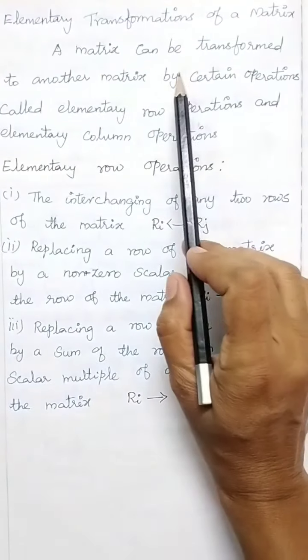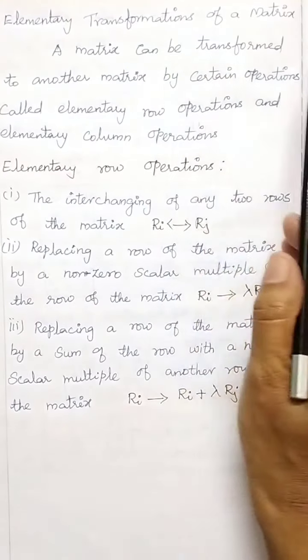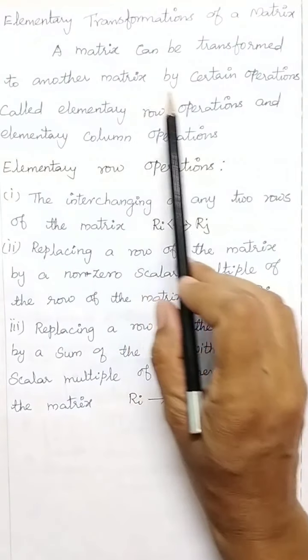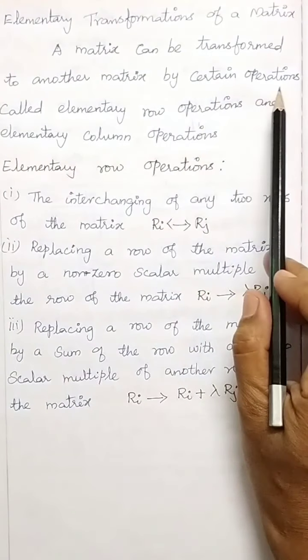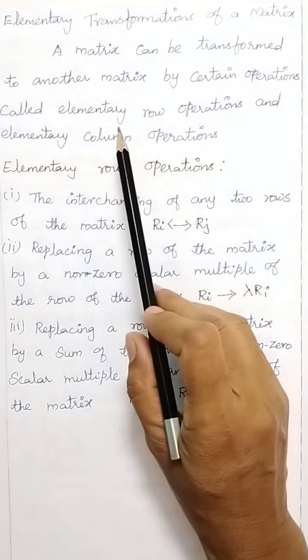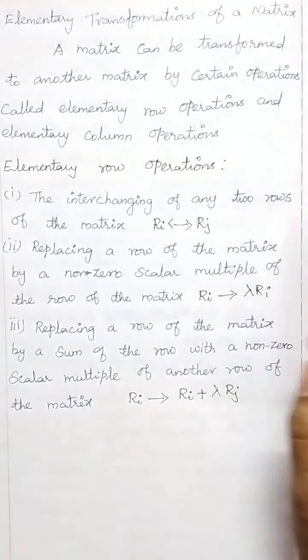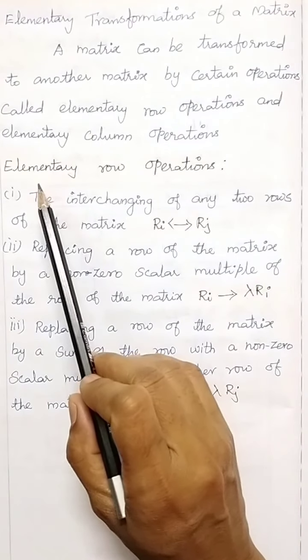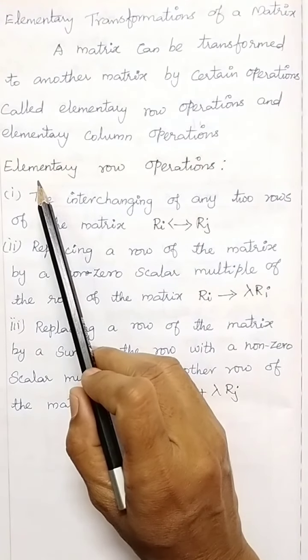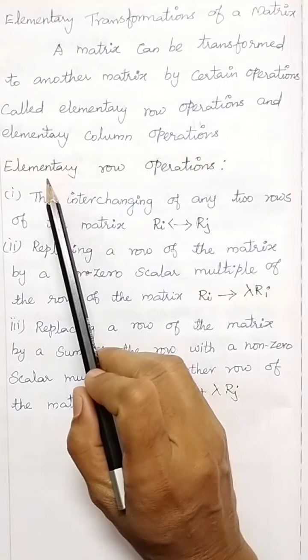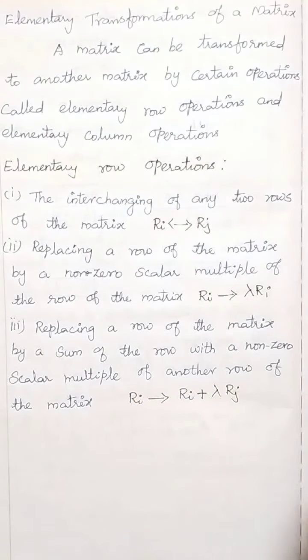A matrix can be transformed to another matrix by certain operations called elementary row operations and elementary column operations. Now we see elementary row operations.